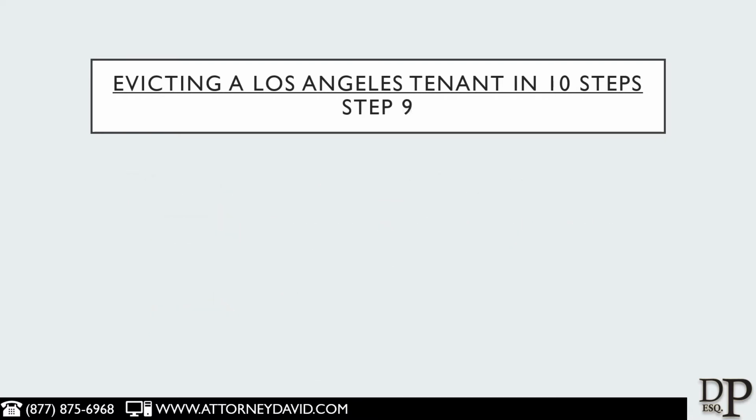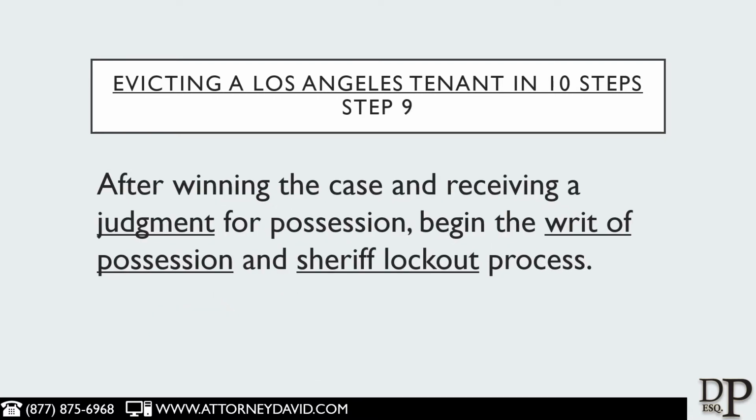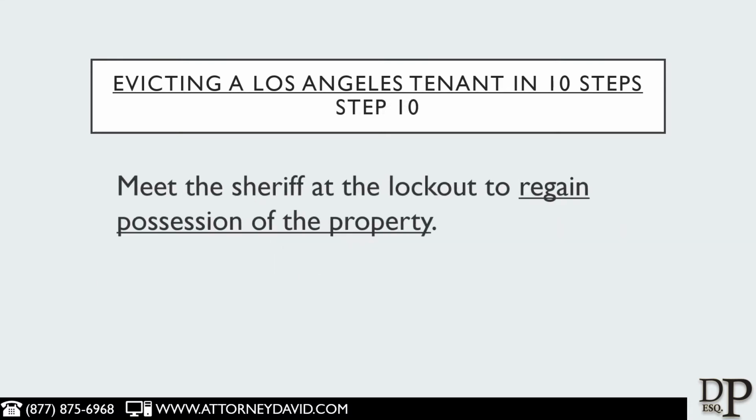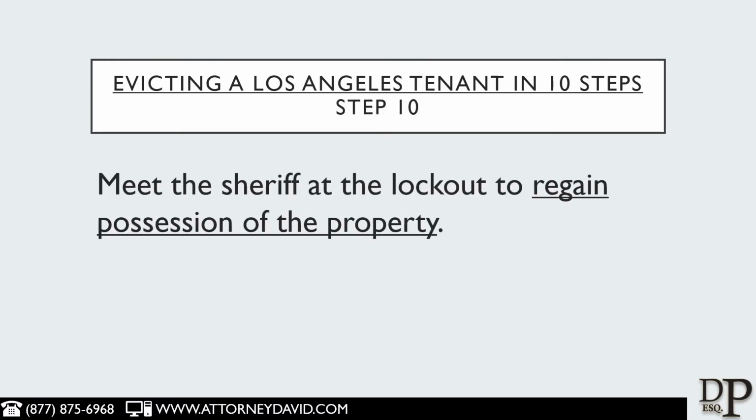Step number 9, assuming you as the landlord have won the eviction and you've obtained a judgment for possession of the property, you'll want to then begin the writ of possession and sheriff lockout process. Finally, for step number 10, once the sheriff has scheduled the lockout and notified you of the date and time of the lockout, you'll want to meet the sheriff at the property at the designated date and time.